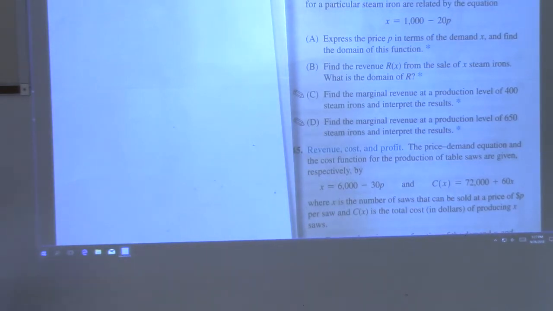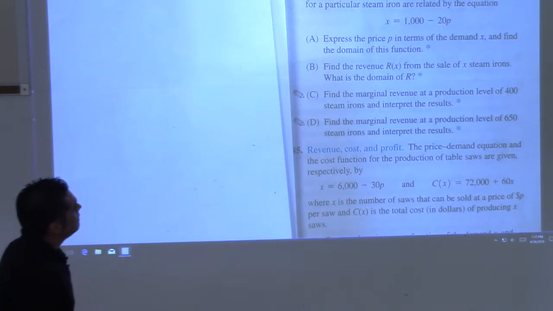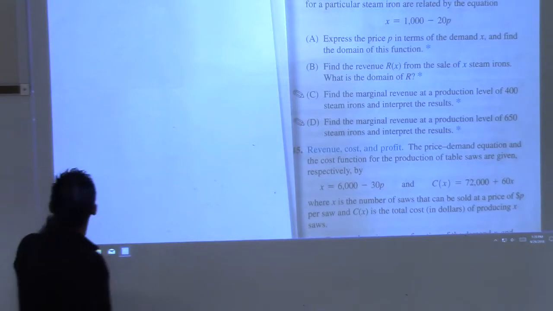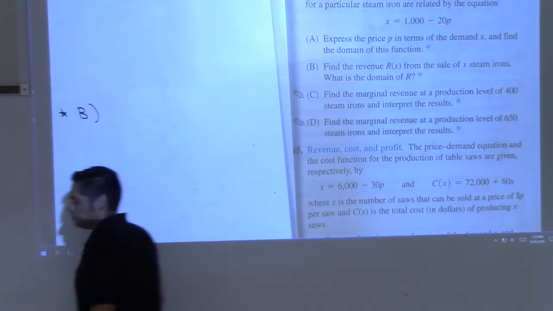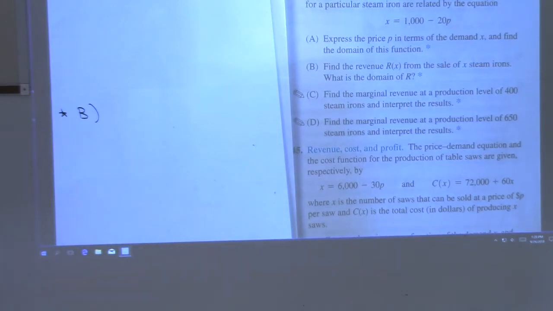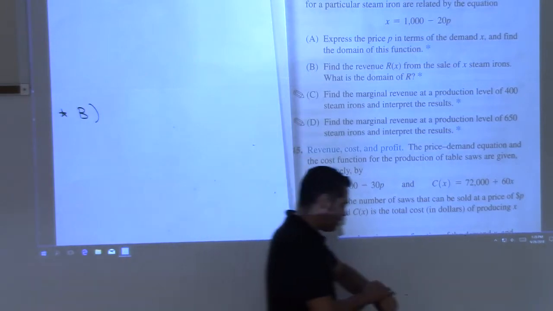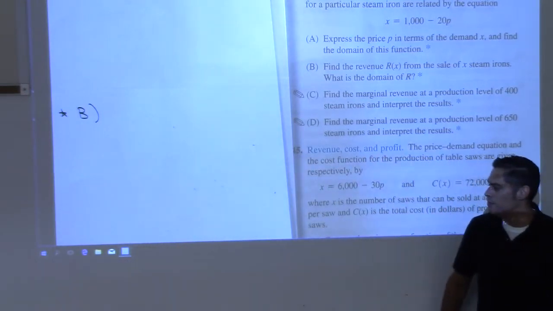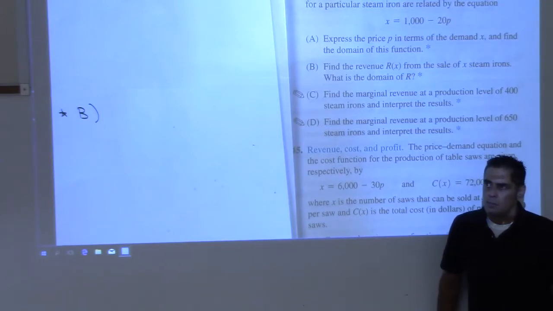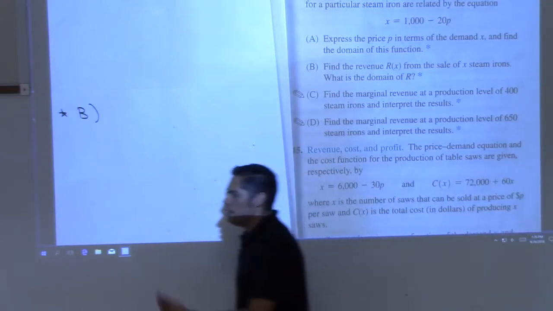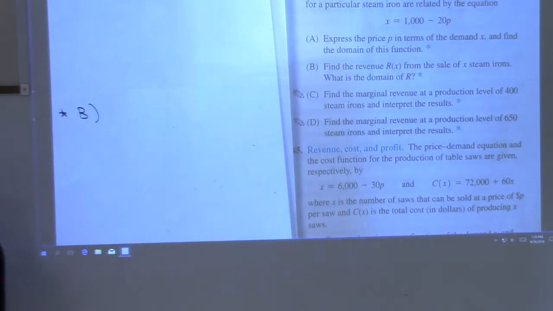Okay, now part B. Find the revenue from the sale of x steam irons. And put a star next to this. If you were trying to explain to somebody walking on the street what revenue was, what would you tell them? Money after cost of purchase that you have to sell. So revenue is the money that you have minus the cost of the item. Cost plus profit.